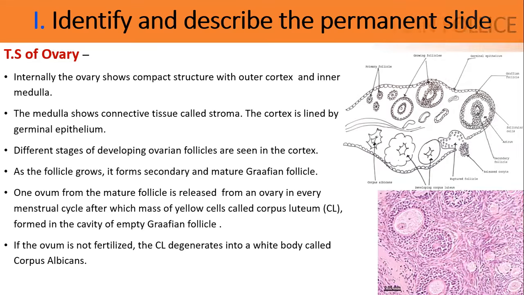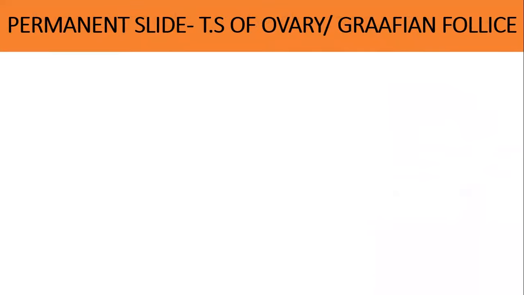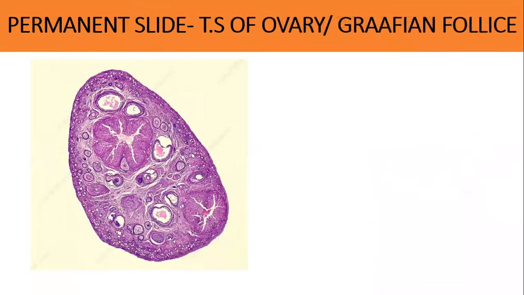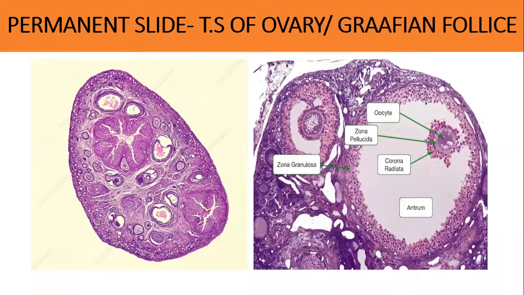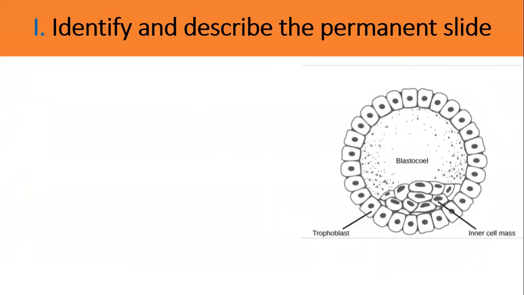If not TS of ovary, under spot eye, first take a look. TS of ovary, Graafian follicle under microscope. So this slide, if you see, you have to remember it is TS of ovary or Graafian follicle. If not TS of ovary, then you might get this. It is blastula, which is also known as VS of blastula. It means vertical section of blastula. So under spot eye, students, you might get TS of testis, you might get TS of ovary or VS of blastula.